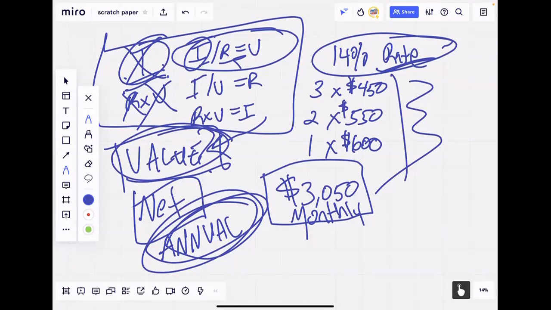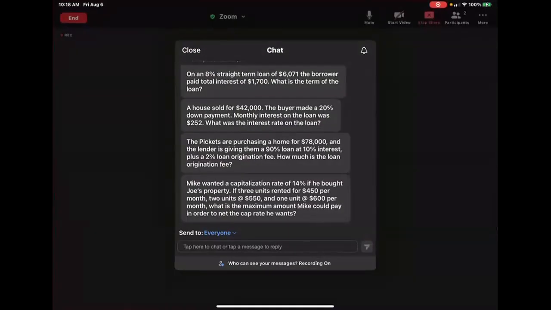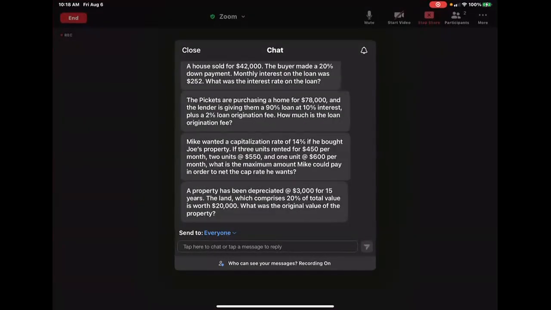Make sense? 100%. Do we have time for one more? Of course we do. Absolutely. Okay, this is so helpful. So let's look at the next one.